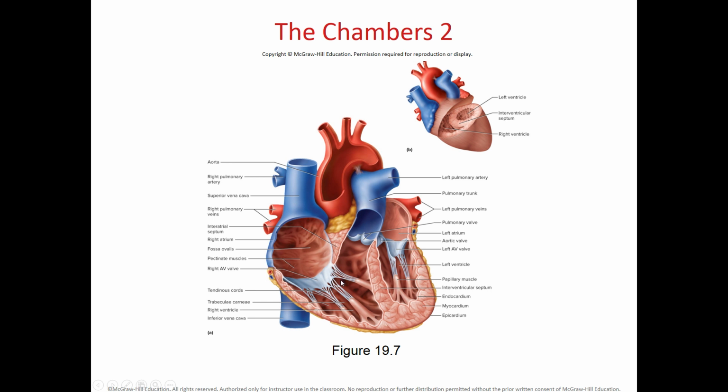Now, in between the right atria and the right ventricle, we have a valve. This valve is called the right atrioventricular valve or tricuspid because it has 3 leaflets or cusps. And then in here on the left side, we have the left atrioventricular valve, which is also known as mitral or bicuspid because it has 2 leaflets. These valves help to deliver the blood from the atria into the ventricles without backing up the blood into the atria.